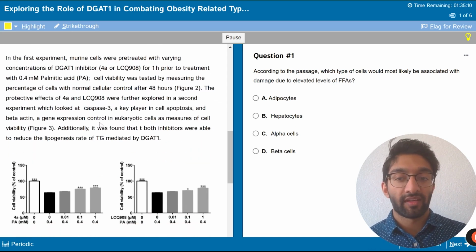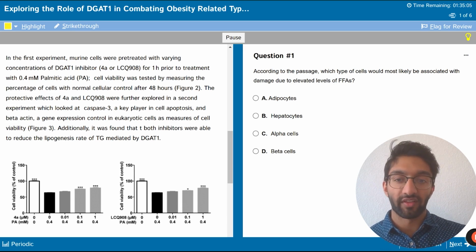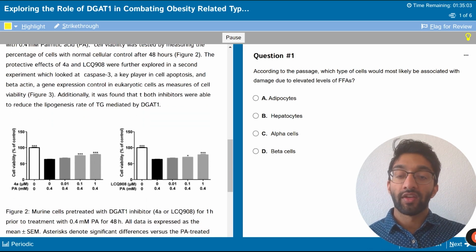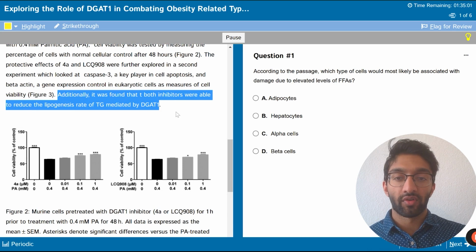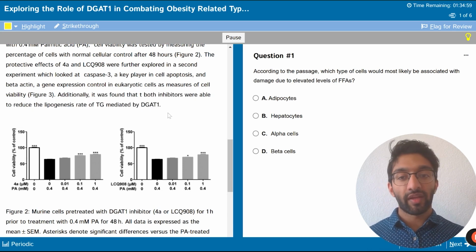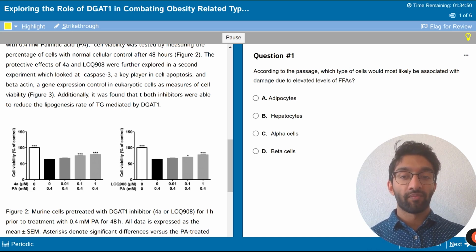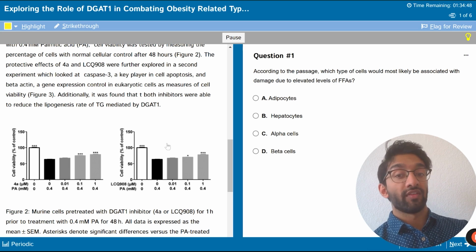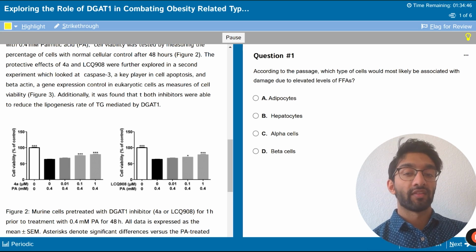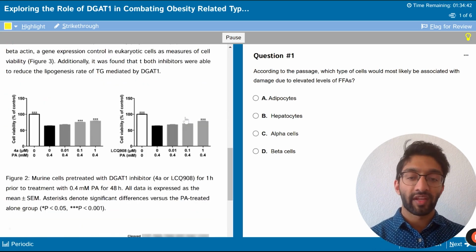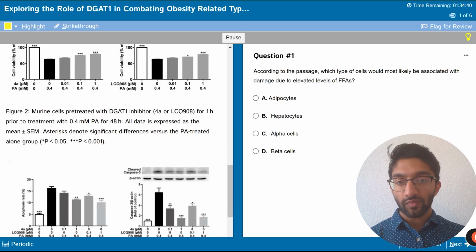They also looked at beta-actin, which is just a gene expression control. So it's a control basically. And additionally, it's always important to note the final little conclusion they might give you. Both inhibitors were able to reduce the lipogenesis rate of TG mediated by DGAT1. So it seems like the amount of TG that you're producing is decreased with these inhibitors when it comes to DGAT1 specifically. And we know because they're inhibiting DGAT1. So it makes sense.